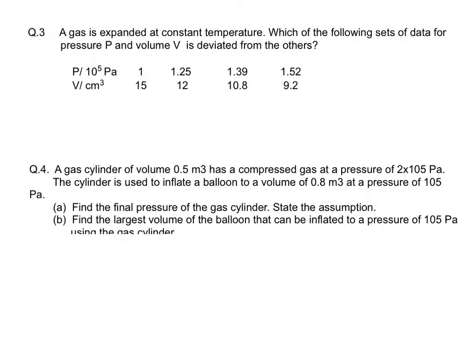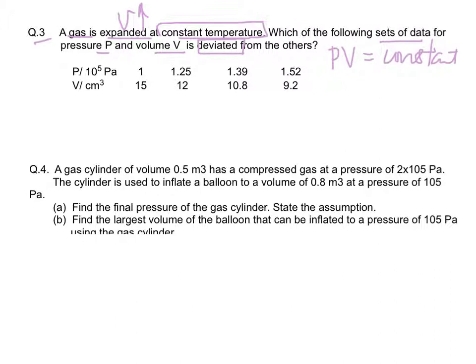Question number 3. A gas is expanded, that means the volume is increased at constant temperature. Which of the following sets of data for pressure P and volume V is deviated from the others? Deviate means 有所不同. This is Boyle's law because the temperature is constant. That means PV is a constant value.